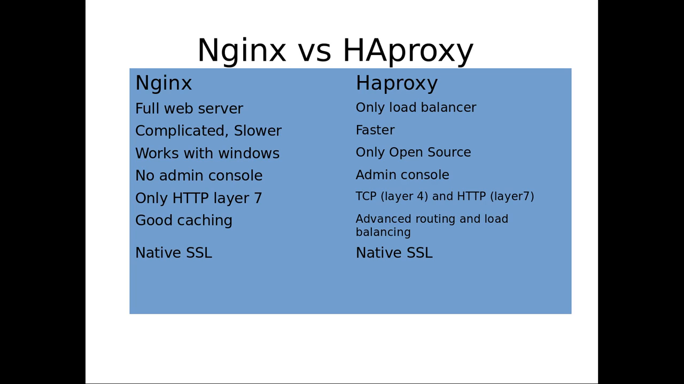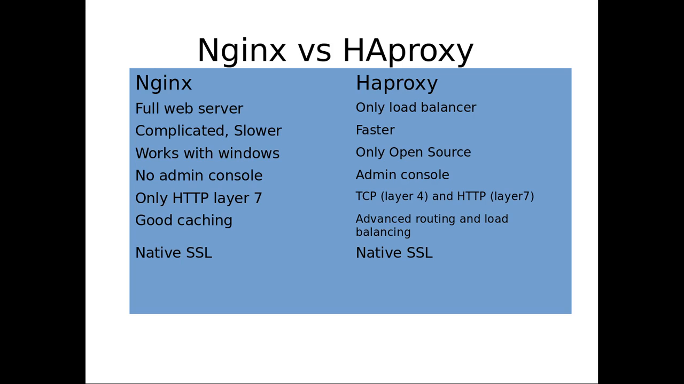Nginx is a full web server, while HAProxy is only a load balancer. Nginx is more complicated and a bit slower, not very slow, because it has web server and load balancing features in the same software. HAProxy is a bit faster. HAProxy works only with open source solutions, whereas Nginx works with open source as well as Windows. HAProxy comes with an admin console, while Nginx doesn't have that option.